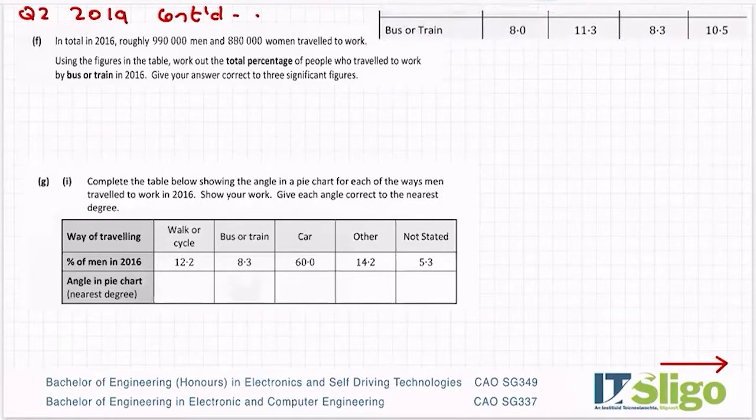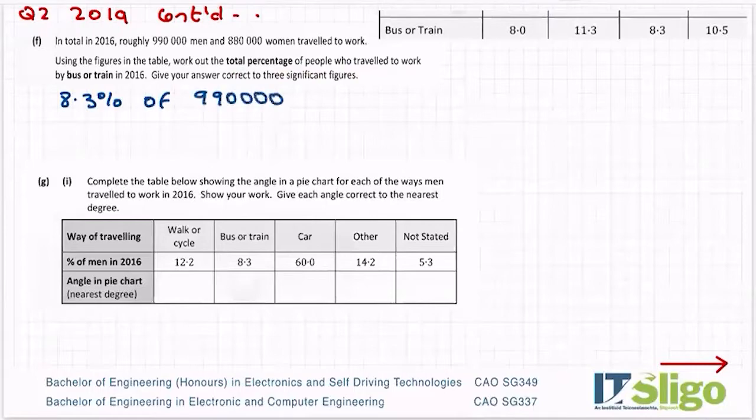So in total in 2016, we're over on this side of the table, roughly 990,000 men, which is this one, and 880,000 women travel to work. So work out the total percentage of people who travel to work by bus or train. Let's find out how many people are these. These are the percentages, so let's find out how much. So it's 8.3% of 990,000. And any time you see the word of, it means multiply.